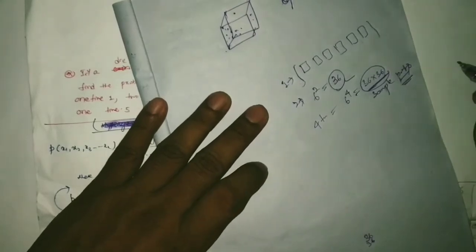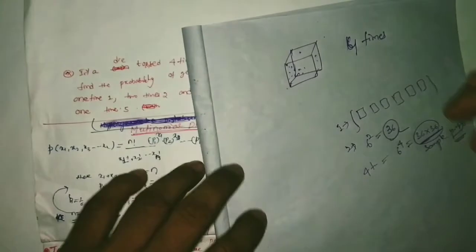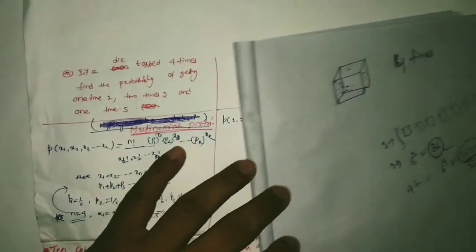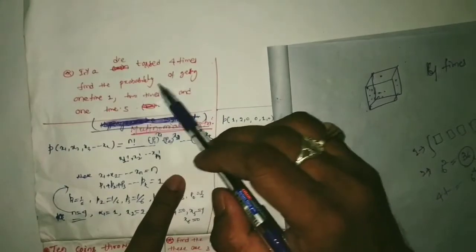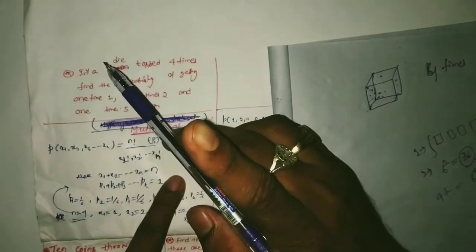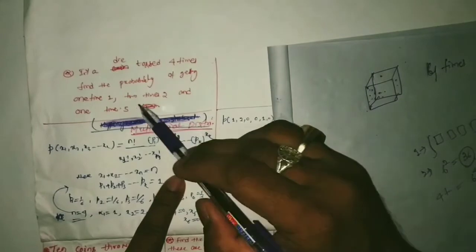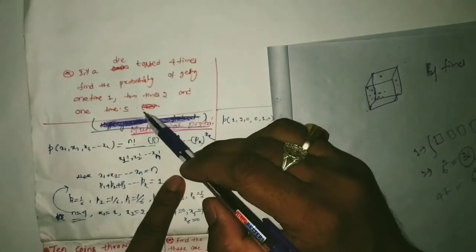But what is the question that has been given? Here you can see it has been tossed or rolled 4 times. Find the probability of getting 1 time the number 1, 2 times the number 2, and 1 time the number 5.